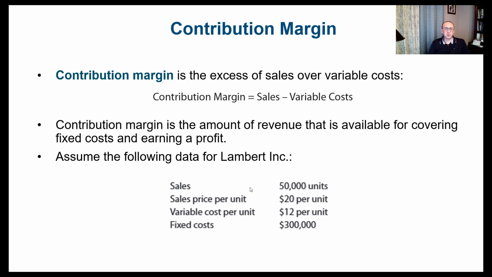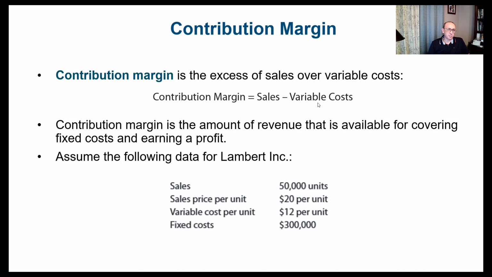So the contribution margin is basically the difference between the sales and the variable cost. And here we're talking about total sales minus total variable cost. If you think about it, sales minus variable cost is the extra amount that's available to cover our fixed cost and our profits. So we call that the contribution margin. Contribution margin is the amount of revenue that is available for covering fixed cost and earning a profit.